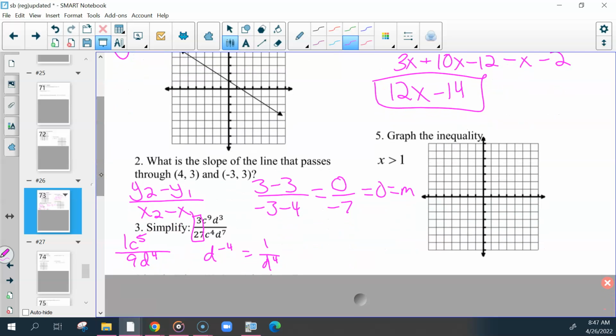And then number 5, graph the inequality. What type of line would this be? It would be vertical, dash or solid, dash, and then to the right or to the left. How would we shade? To the right. Everything greater than. So at 1, you have a dashed line, shaded to the right. Other questions?